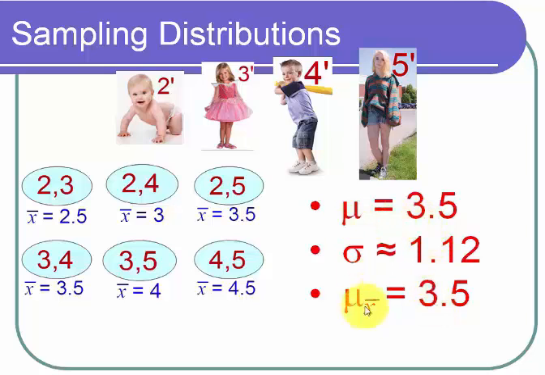It turns out that is not a coincidence. It turns out the sampling distribution for the sample mean will have a mean, a population mean of the sample means, always equal to the population mean that we started with.